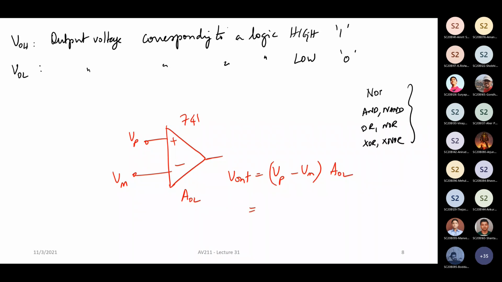So for example, let us say you have a 2 millivolt difference, and let's say you have 10 raised to 4 being the open loop gain. What will you get? You have 2 into 10, which is 20 volt. You are supposed to get 20 volt, but we know that, let us say this is having a supply voltage of plus 15 and minus 15. So basically, instead of 20 volt, you will get plus 15 volt, which is your logic high.